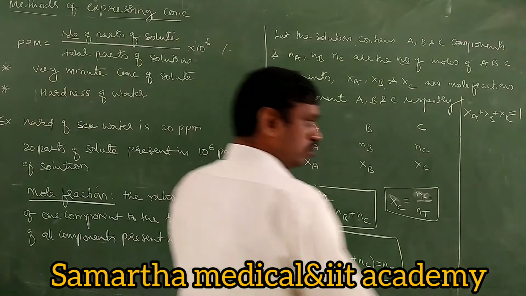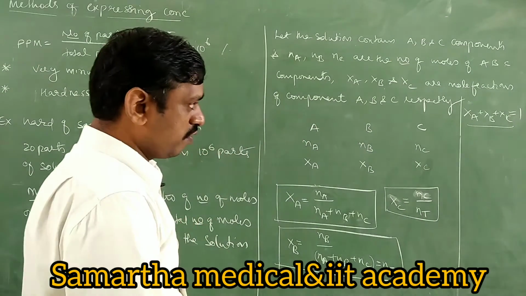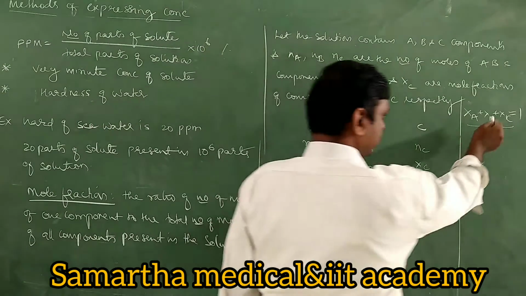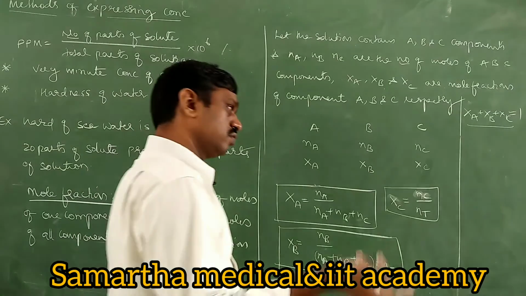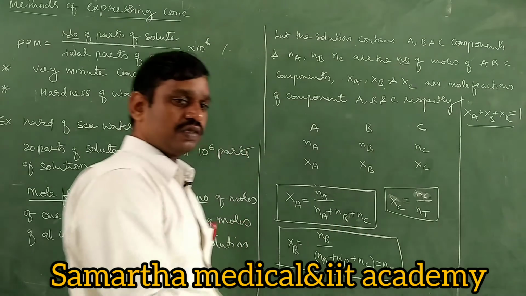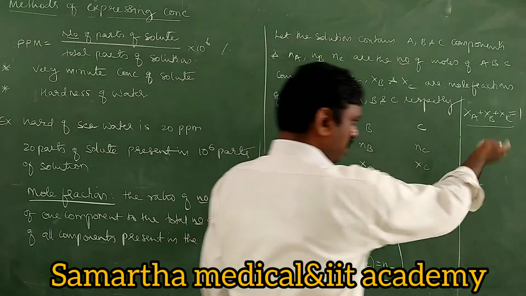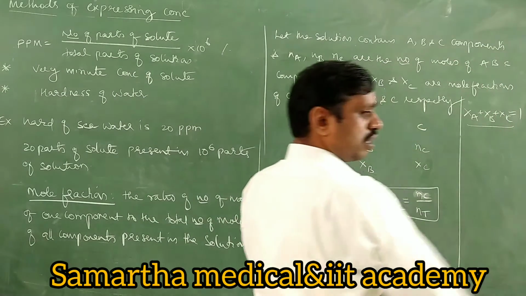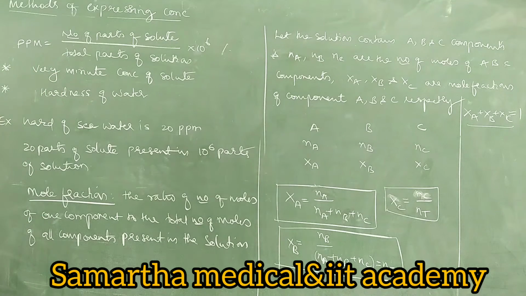In the solution topic we have many problems. If they give two mole fractions, XA and XB, then XA plus XB equals 1, so XA equals 1 minus XB. If there are three components, they must give two components' mole fractions. Okay, so in this way we can calculate mole fraction.